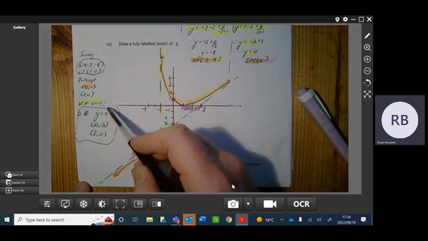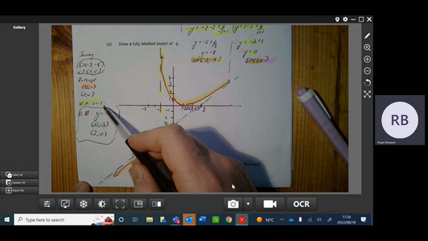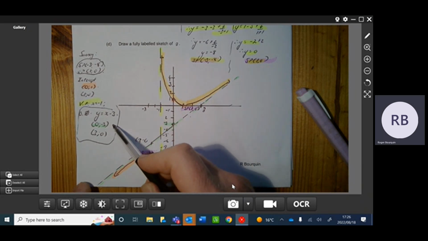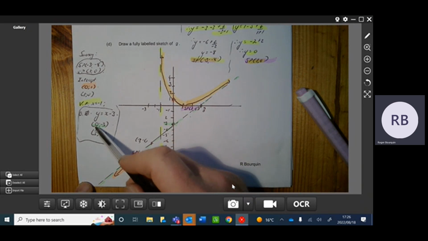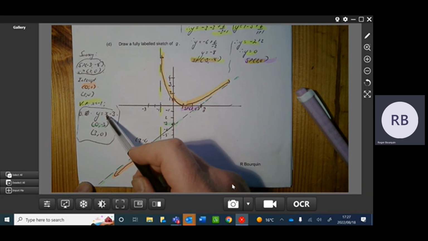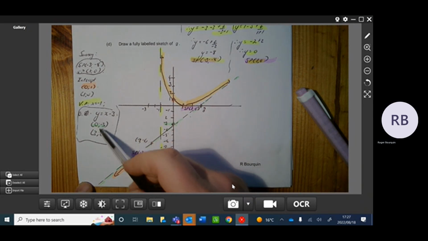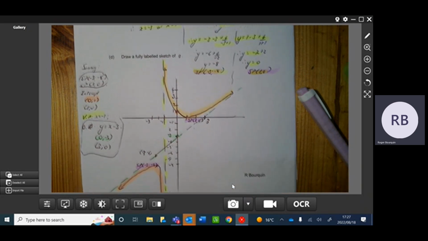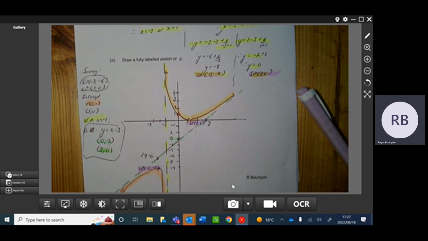Now, you're then asked to draw this thing. Okay, when you're asked to draw it, after all this work you've done, I did a little summary. So our summary is that our stationary points are at -3, -8, and at 1, 0. Our intercepts were at 0, 1, and 1, 0. The vertical asymptote we worked out was x is -1, and the oblique asymptote was y is equal to x minus 3.